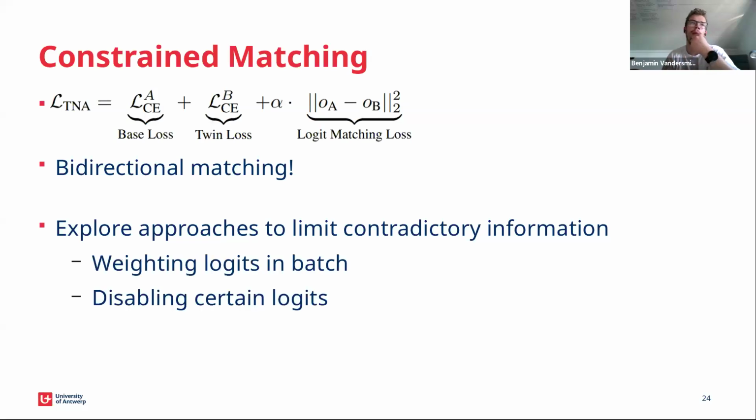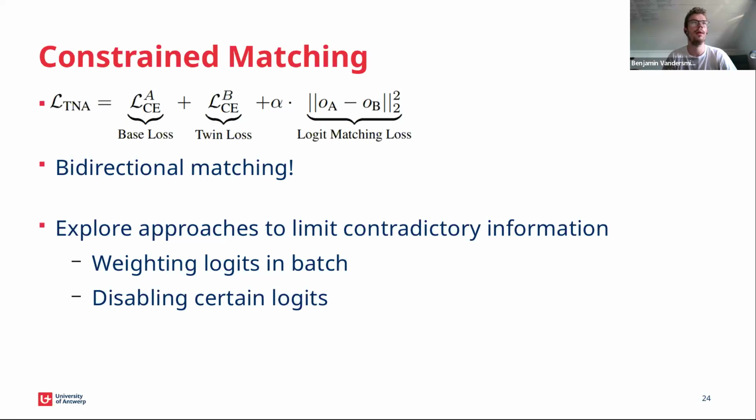So there are some ideas that we are currently exploring to limit contradictory information. For example, weighting the logits in the batch, seeing, for example, the cross entropy loss, and seeing whether, if one network has a lower cross entropy loss, we then should pull more to that network, or if it's a higher cross entropy loss, we should pull less to that network. And the other is to maybe disable certain logits for a certain sample once that sample has been correctly classified. Once again, very much work in progress, so we don't have any results yet for that, but this is one of the approaches that we're currently exploring to see whether we can improve even more the validation accuracy.